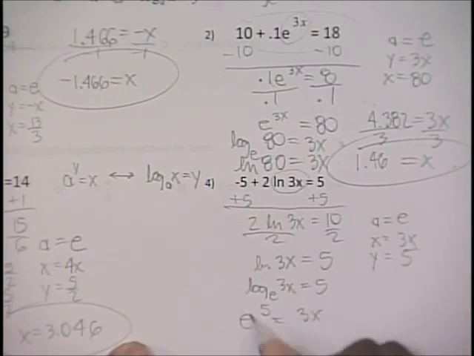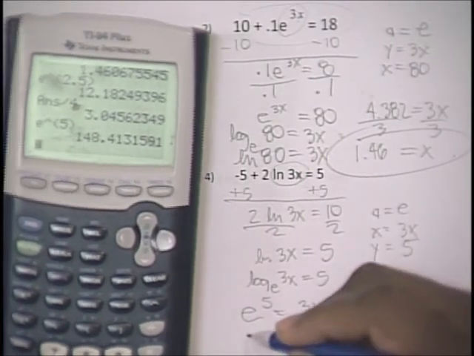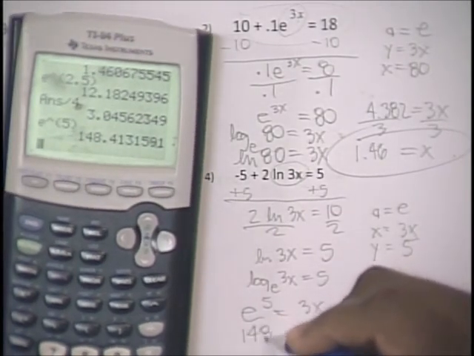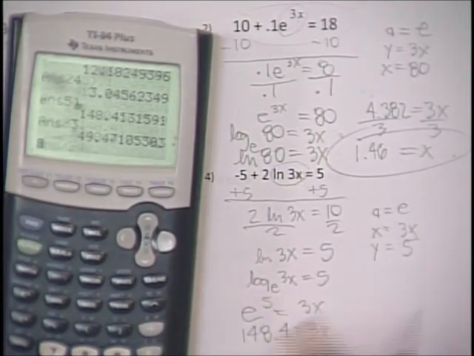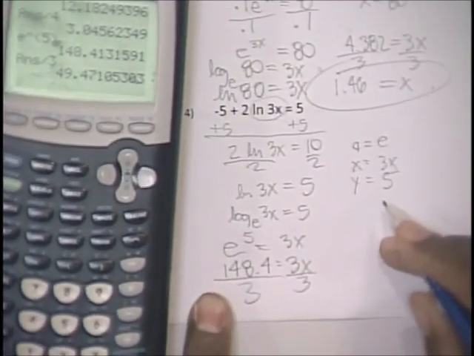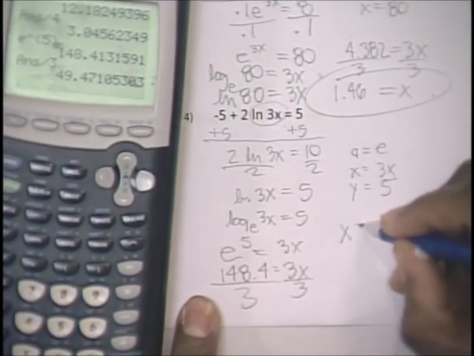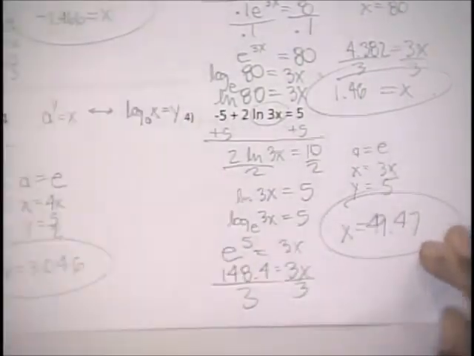Now you need to put that in the calculator. We have e to the 5 power. Put that in the calculator. You're left with 148.4 is 3x. You divide by 3 on both sides, and your final answer is 49.47. Final answer.